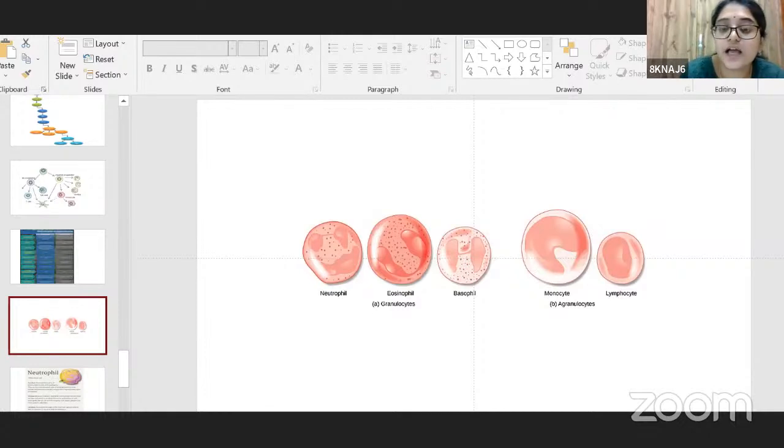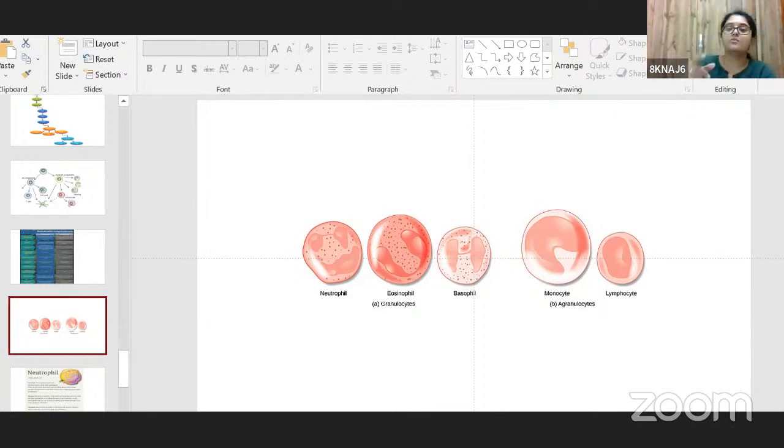Neutrophils and eosinophils are phagocytic in nature, whereas basophils are not phagocytic. Neutrophils constitute the largest number of WBCs that are present, around 50 to 70% of the circulating WBCs. Eosinophils are around 1 to 3%, and basophils are less than 1%. If you see any complete blood picture report, these are given.